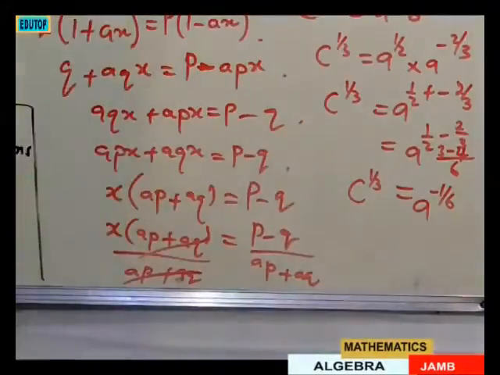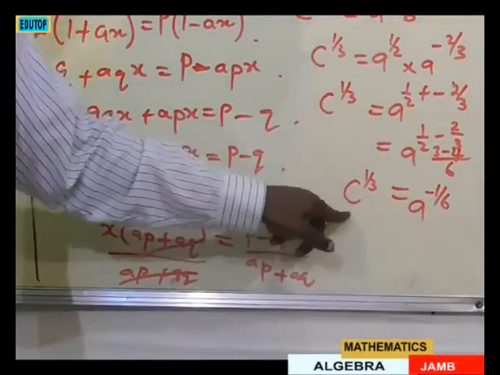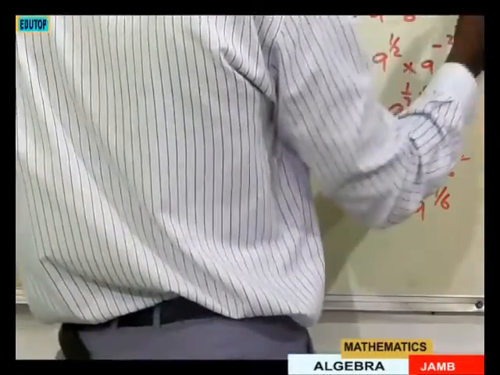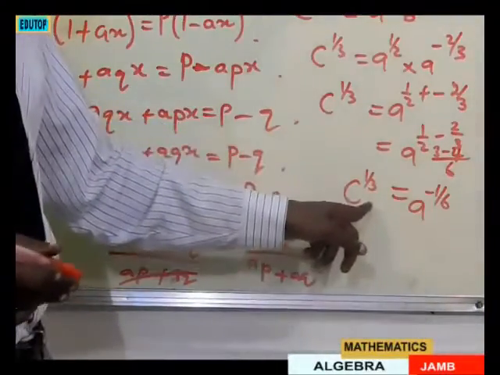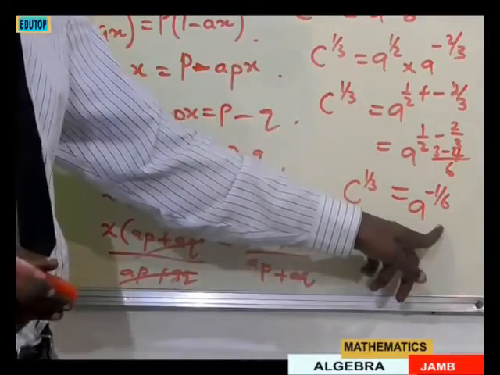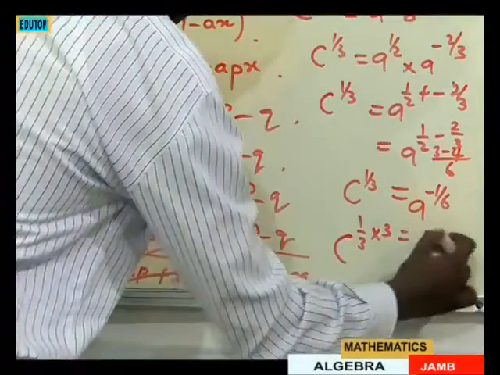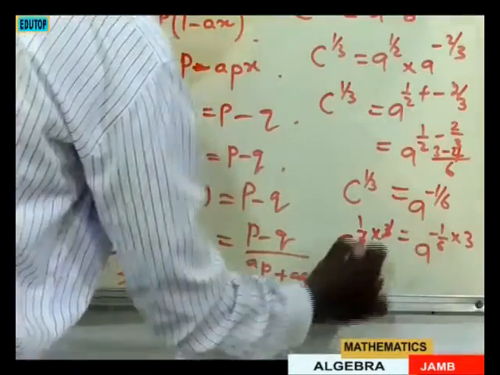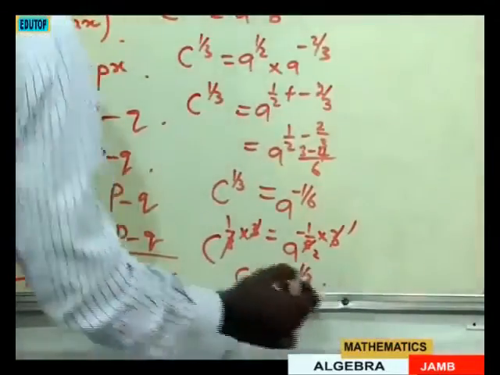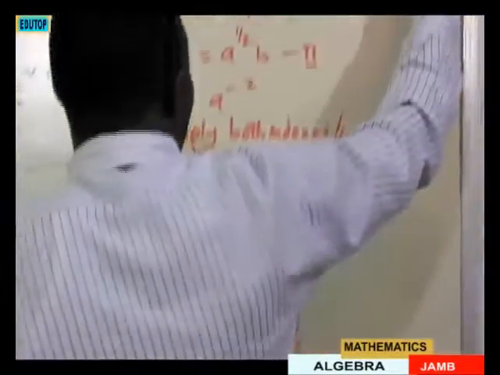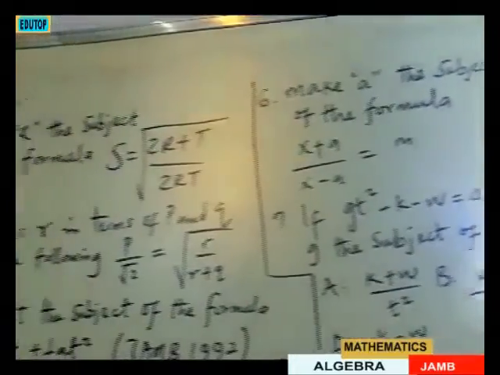Since the question asks me to express c in terms of a, that means I will look for a way to make this one c. And if I want to make it c, I have 1 over 3. So what do I do to 1 over 3 to make it 1? Just multiply by 3. So I multiply the power of this by 3, and the power of this by 3. What am I saying? c raised to power 1 over 3 times 3 equals a raised to power minus 1 over 6 times 3. So this 3 can cancel this. Then I have c equals a raised to power minus half. Therefore, c equals a raised to power minus half. So I go to my options and look for the one that correlates with that. So it will definitely be option A.